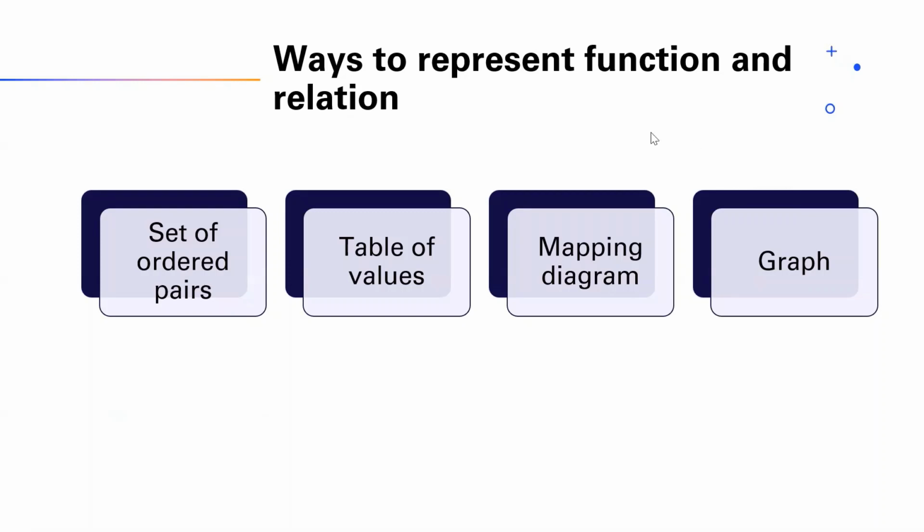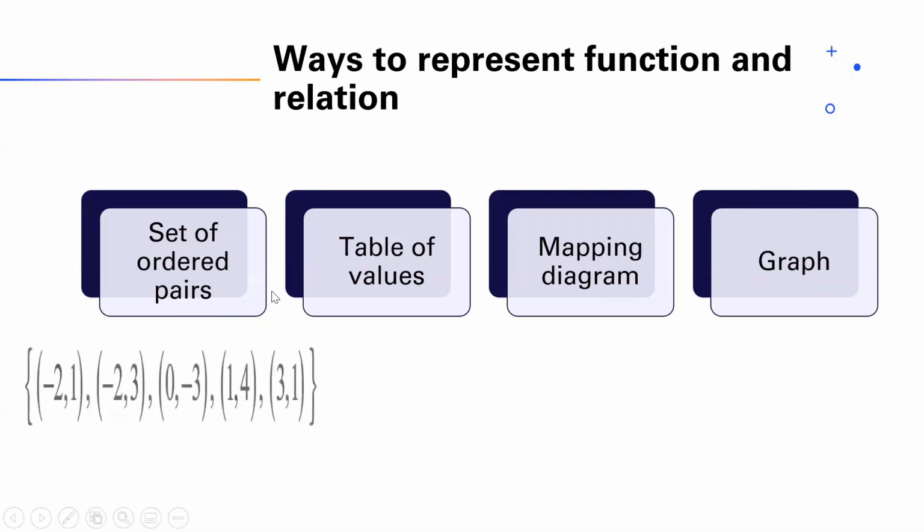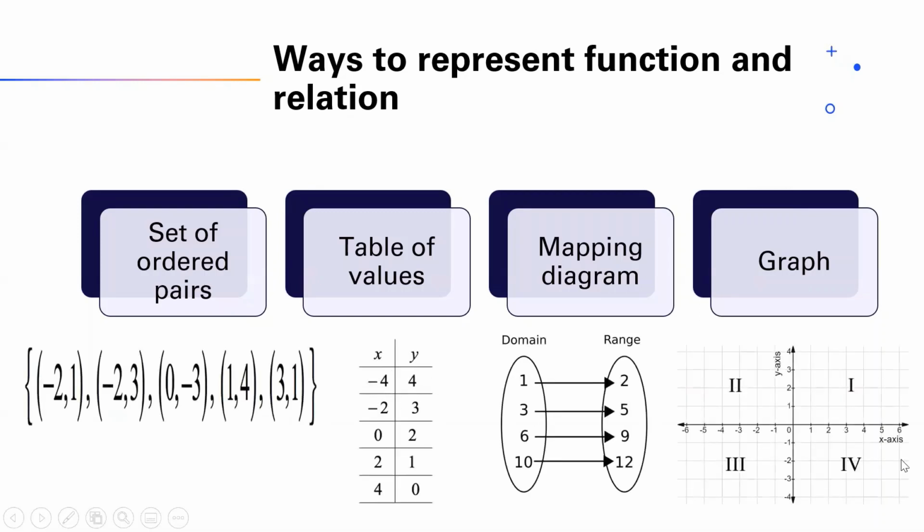Now, functions and relations can be represented through the following: set of ordered pairs, table of values, mapping diagram, and graph. So let us recall the Cartesian coordinate plane. The horizontal line is the x-axis, the vertical line is the y-axis. It is divided into 4 quadrants: the first quadrant, the second quadrant, the third quadrant, and the fourth quadrant. Now let's recall the sign of each coordinate in each quadrant.